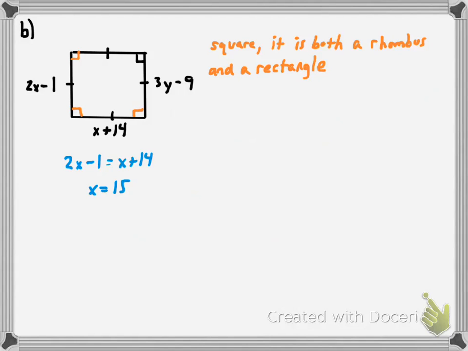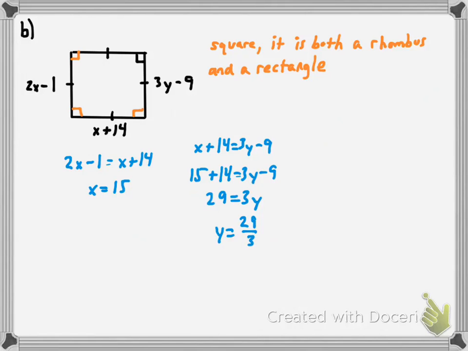And now I can set either one of these two distances equal to 3y minus 9. Since all 4 sides are equal, it doesn't matter which I pick. I'm going to set the x plus 14 equal to 3y minus 9. Okay, and then we're going to substitute for the x right there. And we're going to say then that 15 plus 14 is equal to 3y minus 9. And solve. You get 3y equals 29, or y is equal to 29 thirds. You could also write that as 9 and 2 thirds if you wanted to.